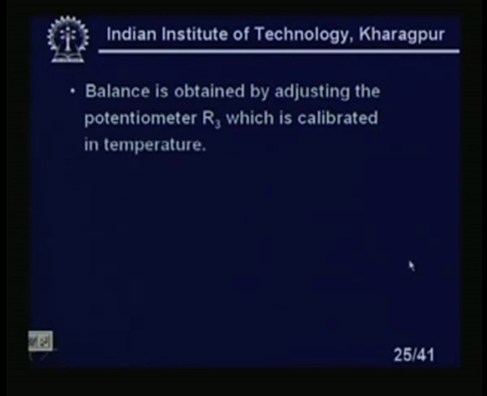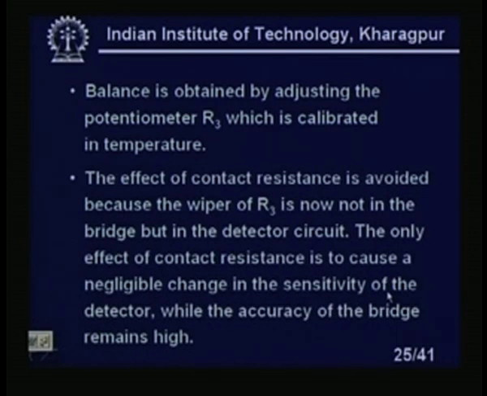Balance is obtained by adjusting the potentiometer R3, which is calibrated in terms of temperature. The effect of the contact resistance is avoided because the wiper or jockey of R3 is now not in the bridge, but in the detector, as I told several times before. The only effect of the contact resistance is to cause a negligible change in the sensitivity of the detector, while the accuracy of the bridge circuit remains very high. This is the most important thing.